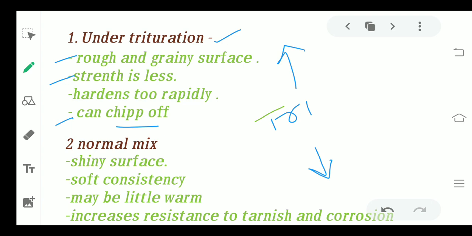Now coming to the normal mix. In a normal mix you will see a shiny surface, a soft consistency, it can be a little warm, especially when you are using an amalgamator, and it increases resistance to tarnish and corrosion. This is what you see in a normal mix.